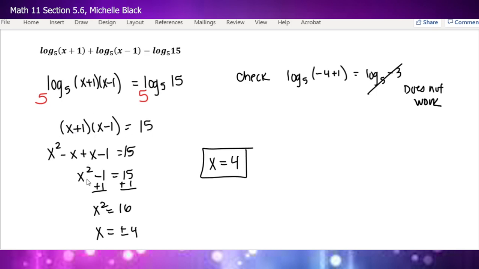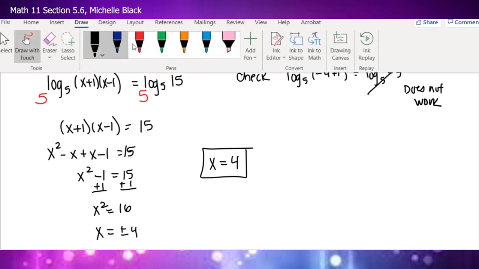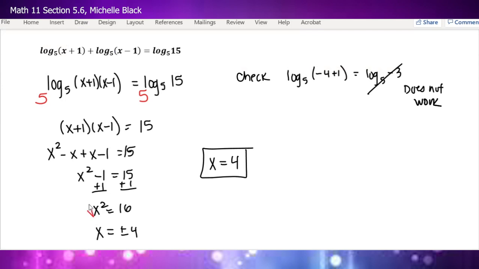Multiplying this out, I'm left with x squared minus 1 equals 15. I added 1 to both sides. Now I have x squared equals 16. I took the square root of both sides to give me back x equals plus or minus 4, but then I just checked the negative like we did last time by plugging it into one of my original equations here. And when I do that, it gives me back a negative inside my log, which isn't going to work.